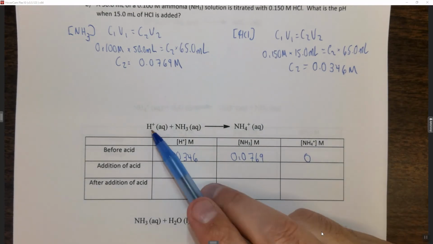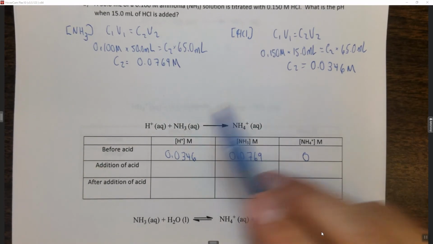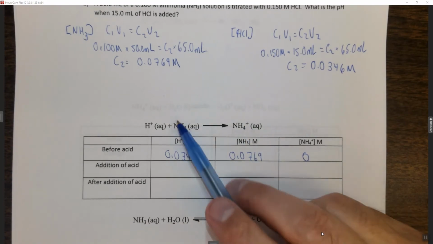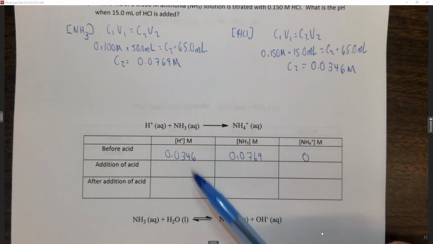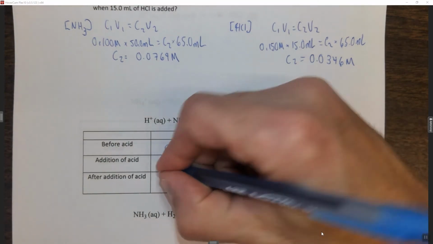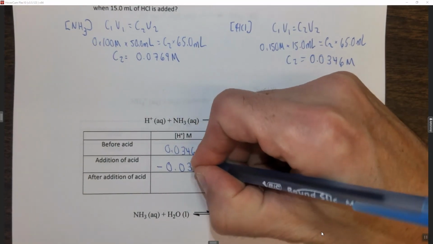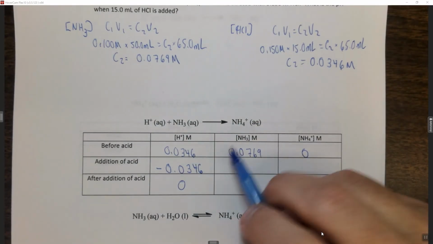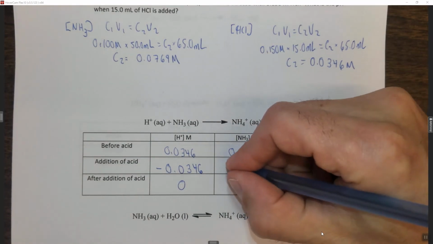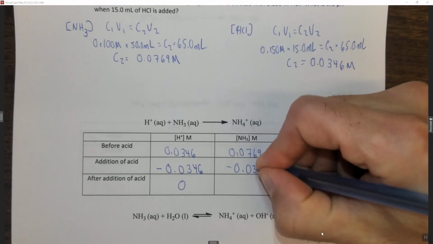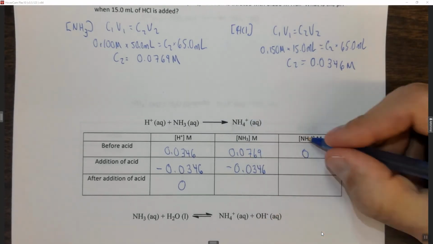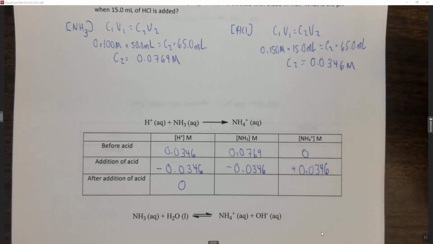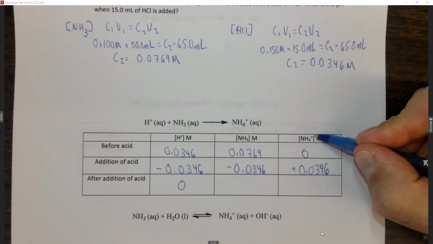So what's going to happen here is this H plus is going to react with the NH3 to form NH4 plus. But at the beginning, I don't have any NH4 plus. I only have NH3. Well, because the H plus is left, I'm going to lose all of it, 0.0346 molar of this, and I will not have any more H plus left because it's all going to react with the NH3. I'm going to lose 0.0346 molar NH3, but I'm going to gain 0.0346 molar NH4 plus.